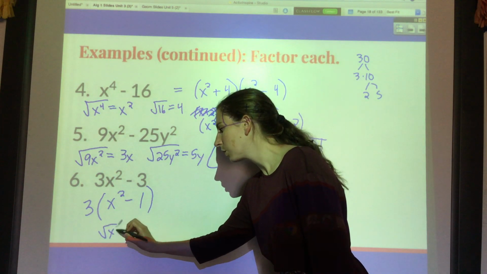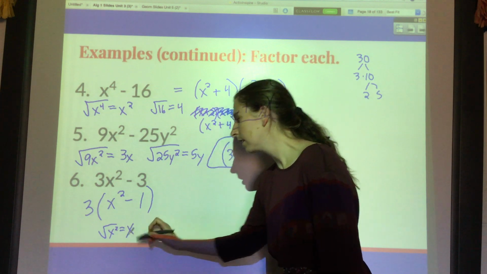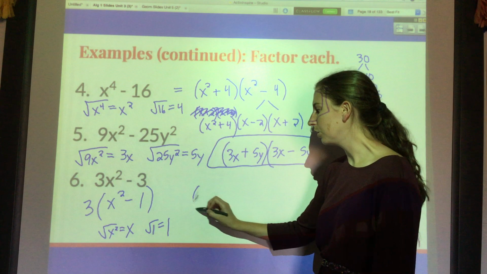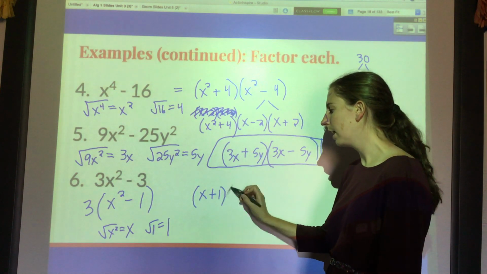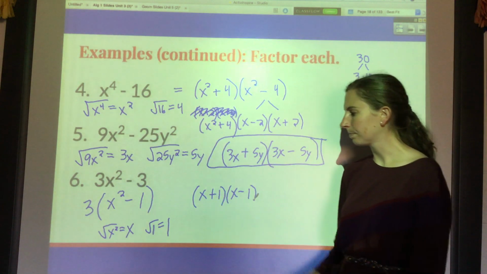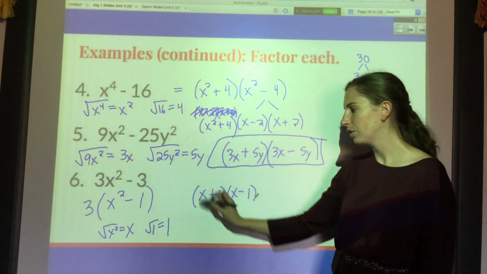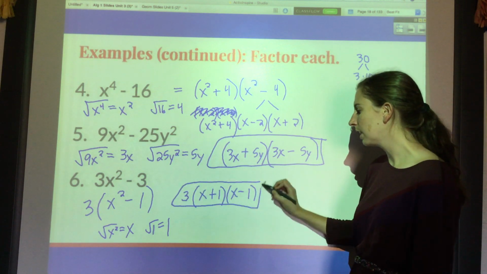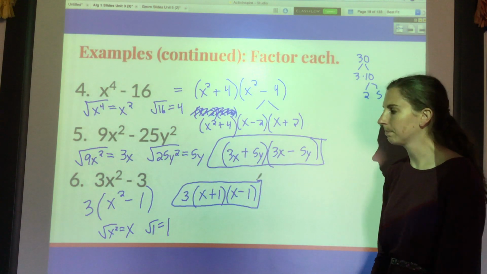The square root of x squared is x. The square root of 1 is 1. So the two factors are x plus 1 and x minus 1, because x and 1. Don't forget about the GCF, just leave it in front. So the 3 stays in front, and that's my final answer.